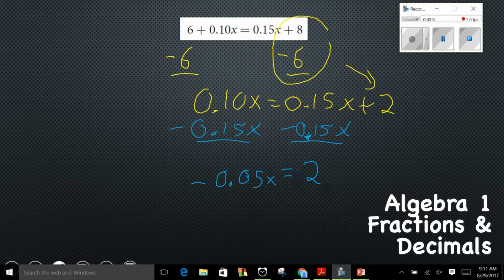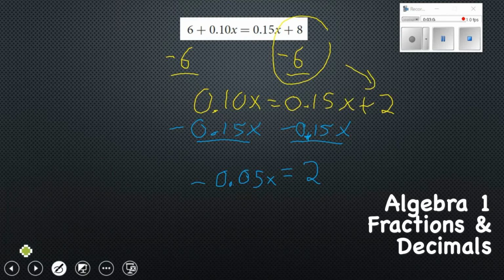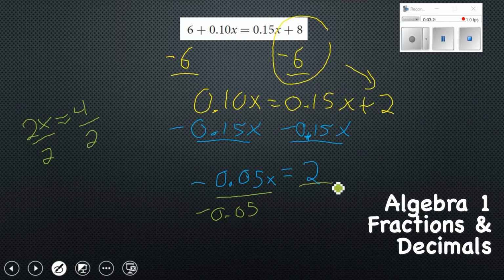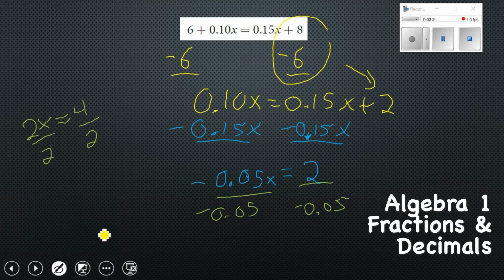Okay, at this stage, we do have x by itself, but it's got a coefficient other than 1. So we're going to want to get rid of the negative 0.05. So just like a normal number, like if you had 2x equals 4, you would divide both sides by 2. We're going to do the same idea here, but we're dividing by negative 0.05. We're going to do that to both sides. Okay, and when we calculate that, we get x equals negative 40.